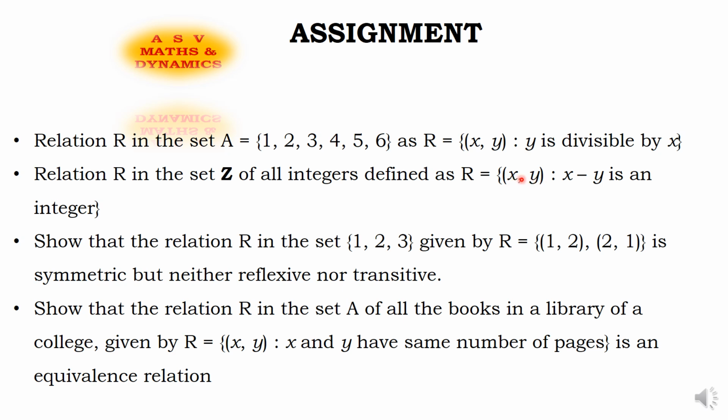Now I am going to check transitive, because transitive means (1, 3), then again I want to check (3, 5). Sorry, not (3, 1), (3, 5). So 3 minus 5 means -2, integer. Right now I am going to verify (1, 5). 1 minus 5 is -4, it is an integer. So right now it is satisfying reflexive, symmetric, transitive, so it is an equivalence relation. Likewise you have to do every problem.